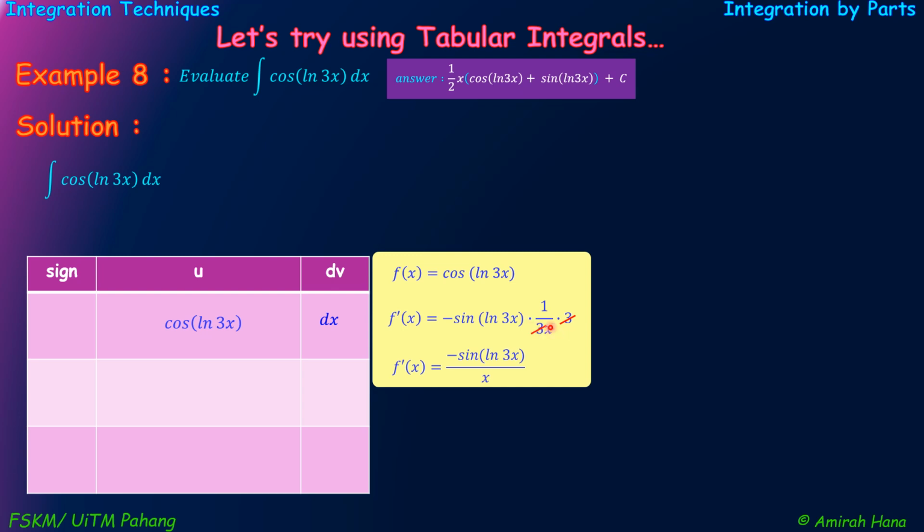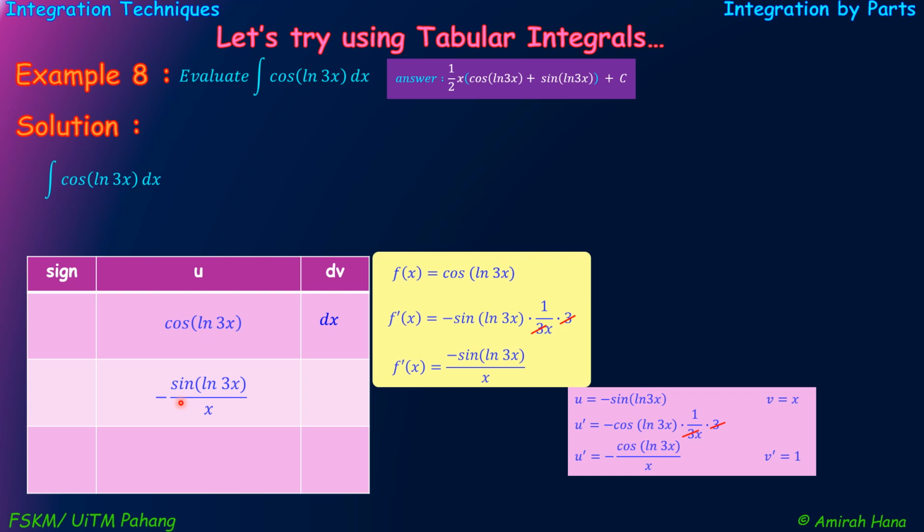Okay? And in between must be the multiplication operation, right? And after that, we can simplify 3 here and 3 in the denominator. So we get f prime x equals negative sin ln 3x over x. Okay? Then we put it here, right? And after that, we need to differentiate negative sin ln 3x over x. Okay? Since we have a fraction here, and we have x in the numerator and x in the denominator, we need to differentiate this function using the quotient rule.